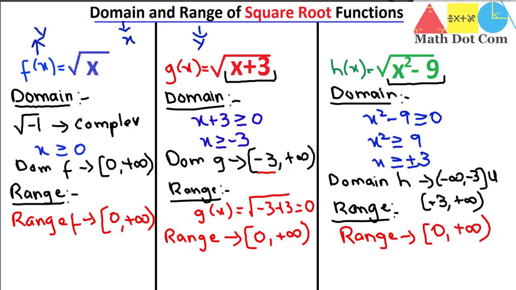So this is how you can find the domain and range of functions including the radical or square root sign, or the functions that are having the square root.